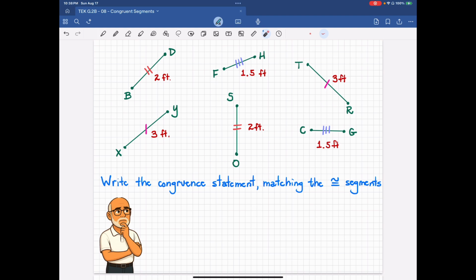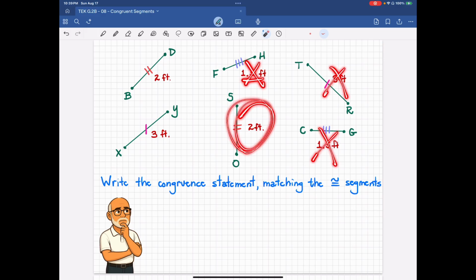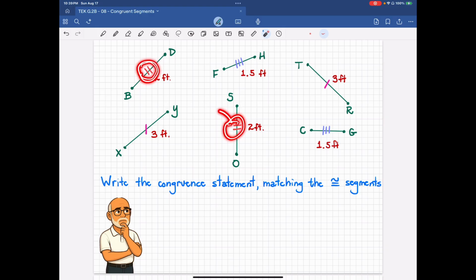The directions read that we write the congruence statement matching the congruent segments. If I'm starting with line segment BD right here, I notice that line segment BD is 2 feet long. I want to find another segment that's 2 feet long. Well, it's not that one, it's not this one, it's not this one. Look, it's right here. And if you notice, the congruence markings are identical on these two line segments. So we could say that BD is congruent to SO.